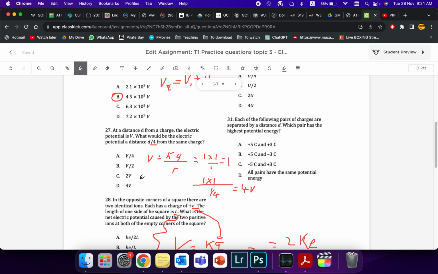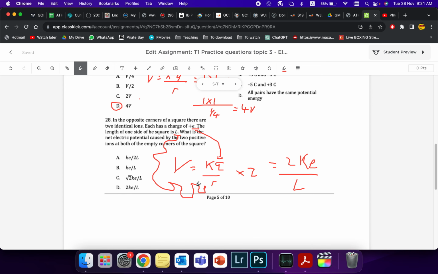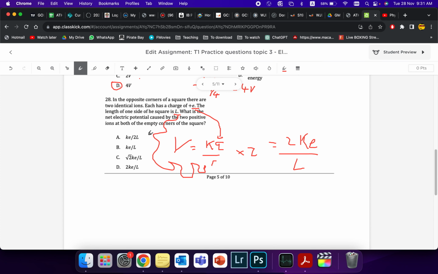4V would be the answer. So that means we will get this. What happened here? What have I done? I've already solved this one as well. I'm pretty sure I erased my writing earlier. Anyway, if you're trying to figure out what am I trying to figure out? The potential, the V. You're trying to figure out the V.